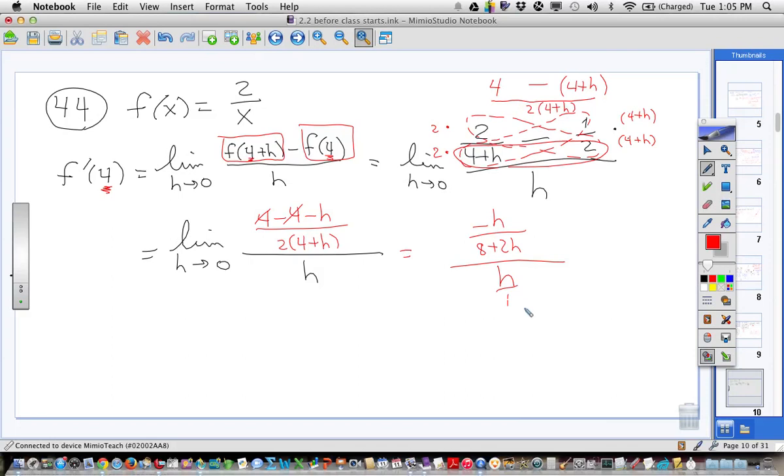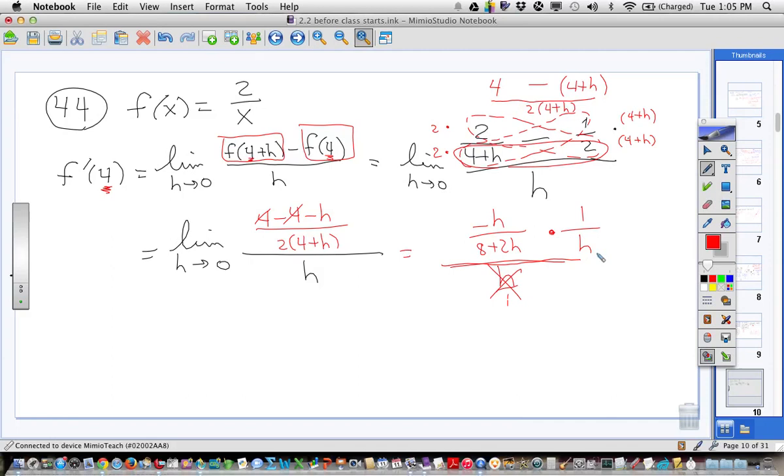Now, why is it that way? If you've never heard of that or can't remember that, think of it this way. We're dividing by h right here. Dividing by h is the same as multiplying by 1 over h. And that's why then the h's can cancel.